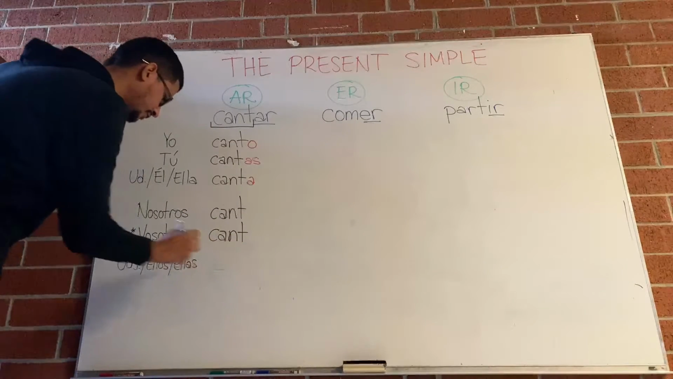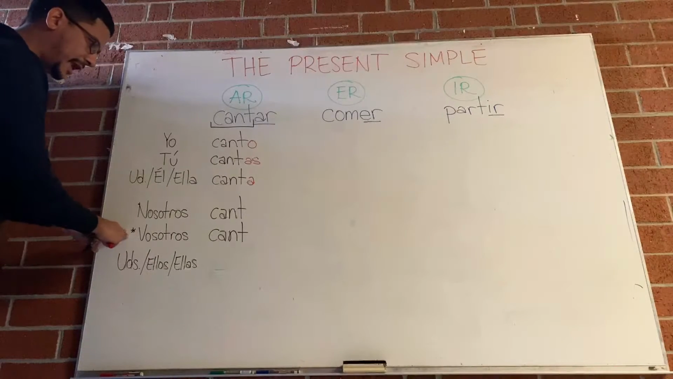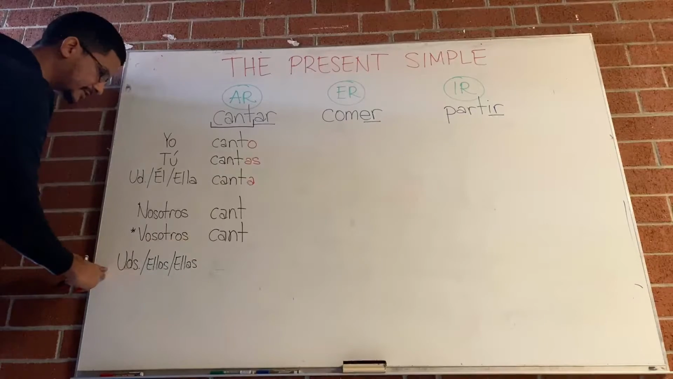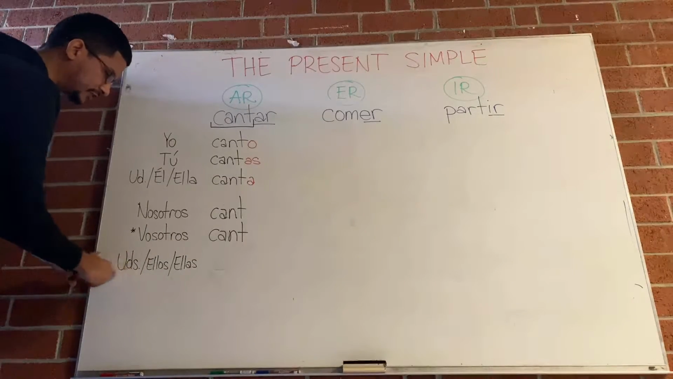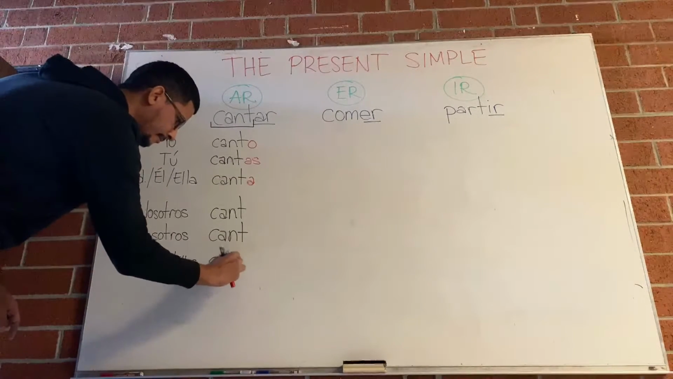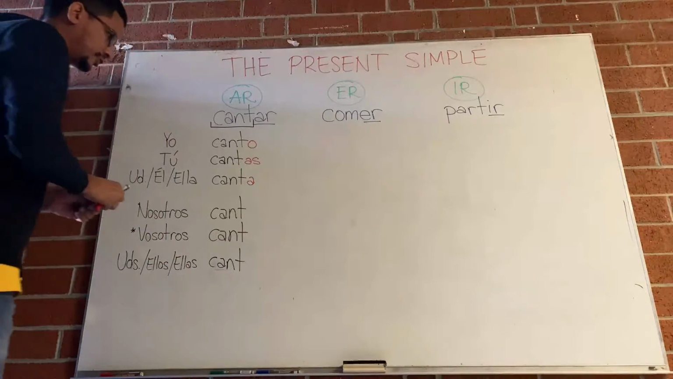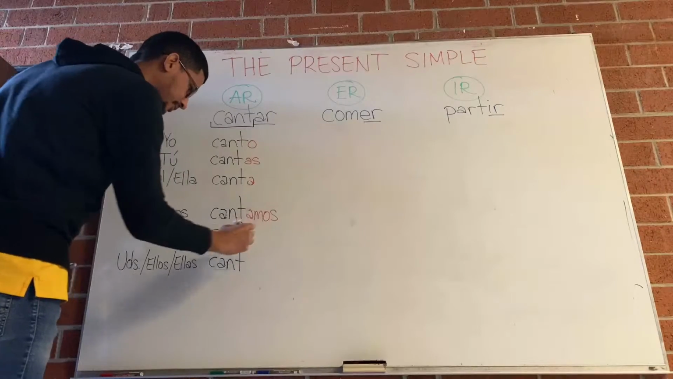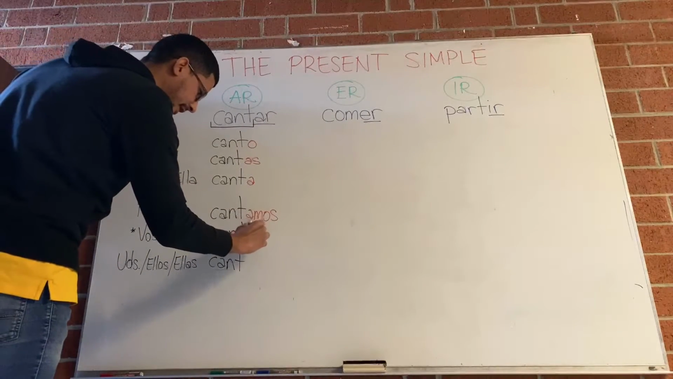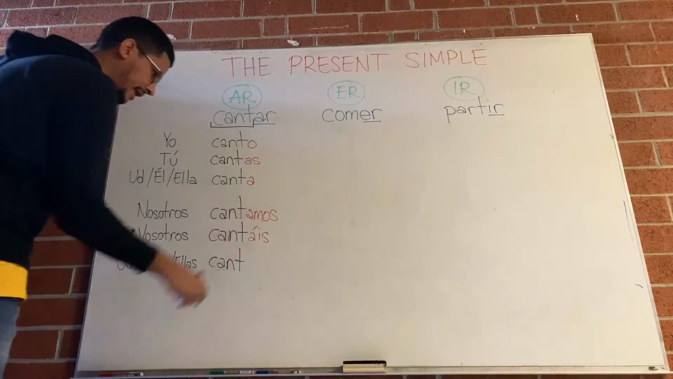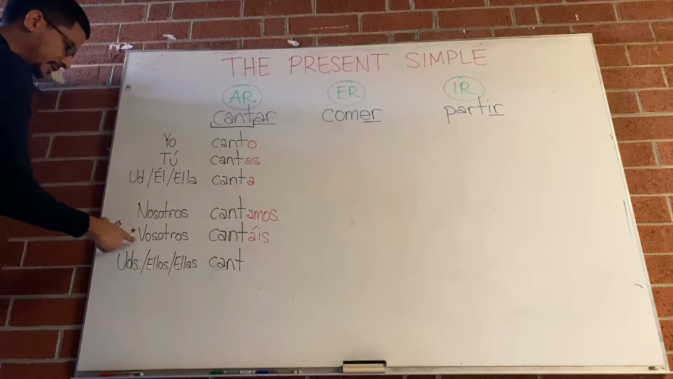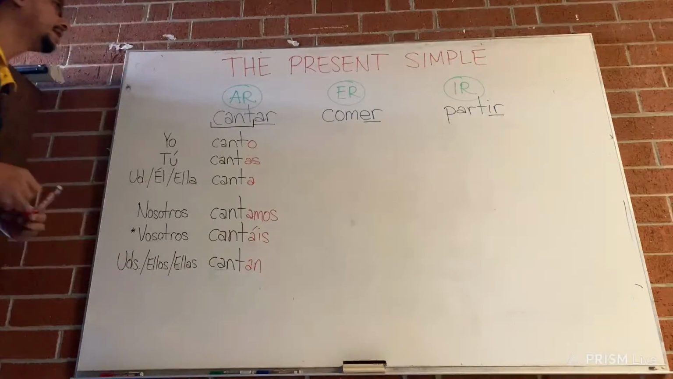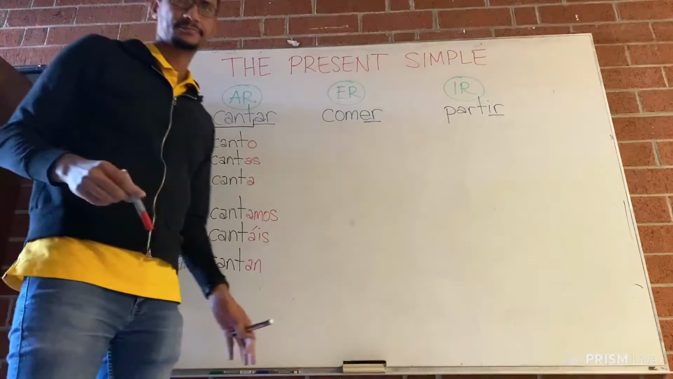vosotros, which is only used in Spain, not everywhere else. In Latin America, we don't use vosotros, we use ustedes, which is just right here, but the conjugation is different. So for nosotros, AR verb, that would be A-M-O-S, cantamos. And then vosotros cantáis, A accent, I-S, right? As I told you before, this is only used in Spain. And then ustedes cantan. That would be the AR conjugation.